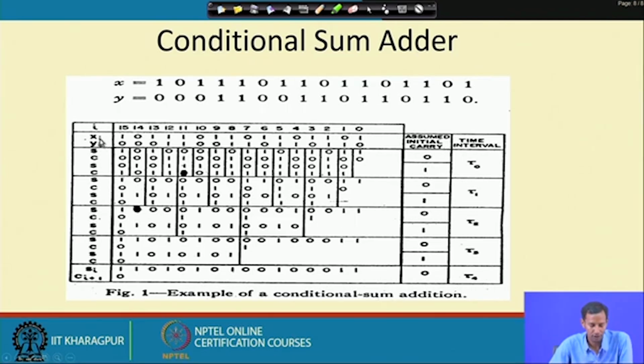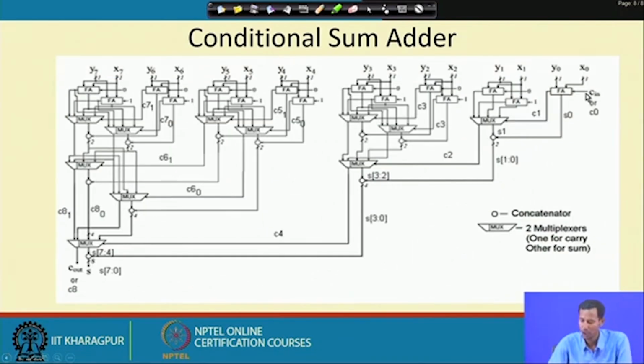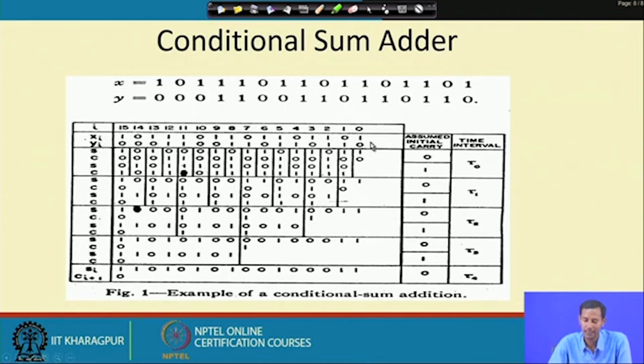So, if I consider this particular example, for the LSB position, if I go back, this is y0 and x0 and this will be added with C in. Here C in is 0. So, whenever 1 and 0 is the input of x 0 and y 0, at that time sum will be 1 and carry will be 0.